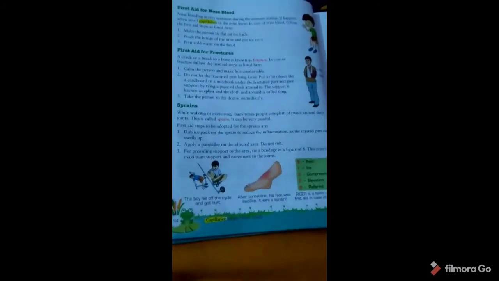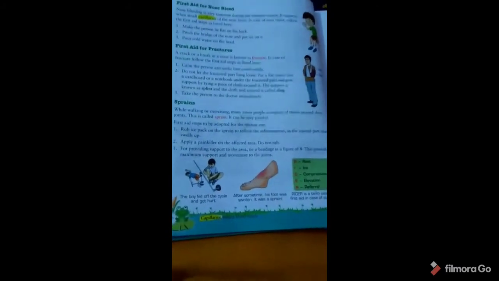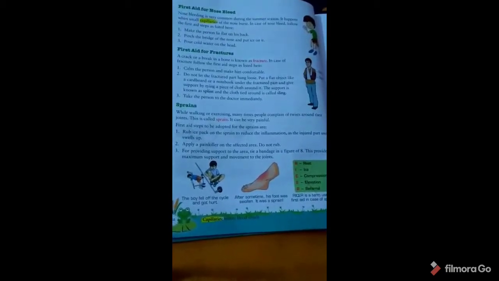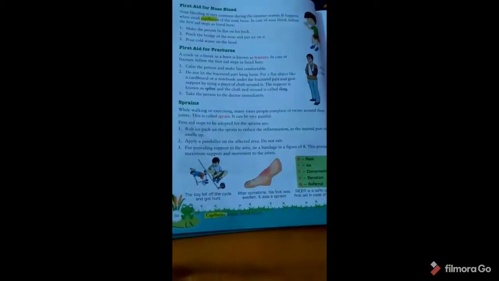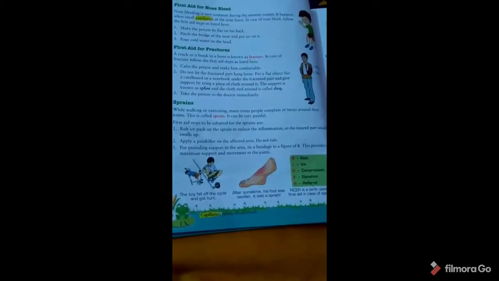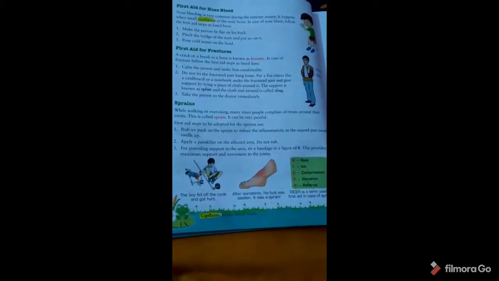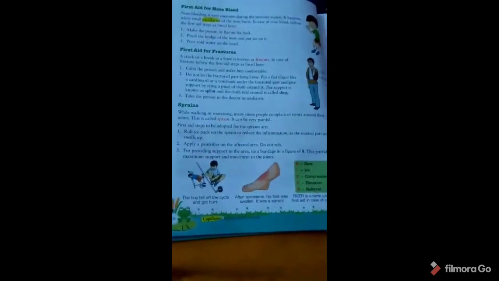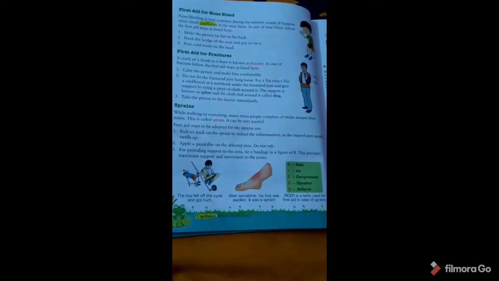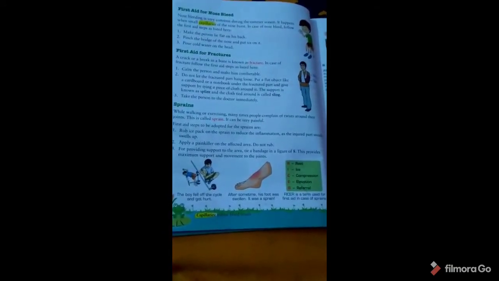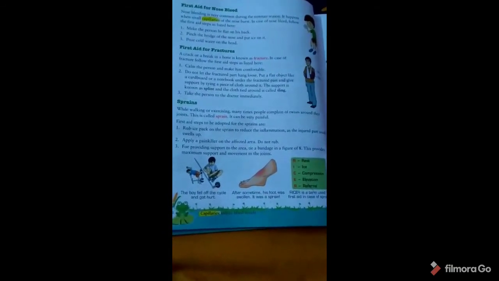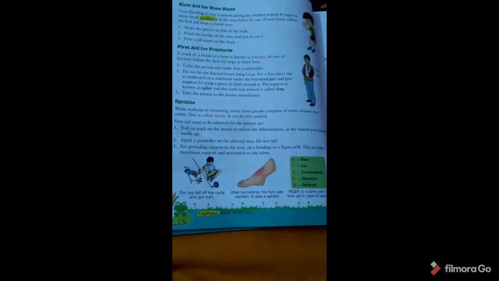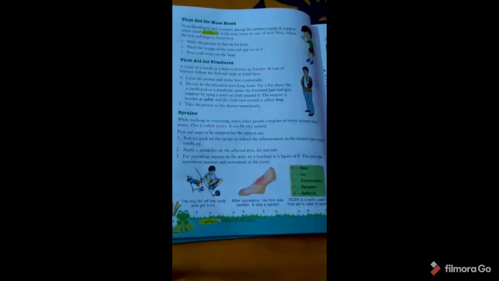Children of Standard 5, we have been discussing safety and first aid. We discussed what safety is and why we should follow safety rules to avoid accidents, and we can prevent accidents by following certain safety rules. We talked about the different first aids for different conditions, and in my earlier class I talked about the first aid for nosebleed and first aid for fractures.